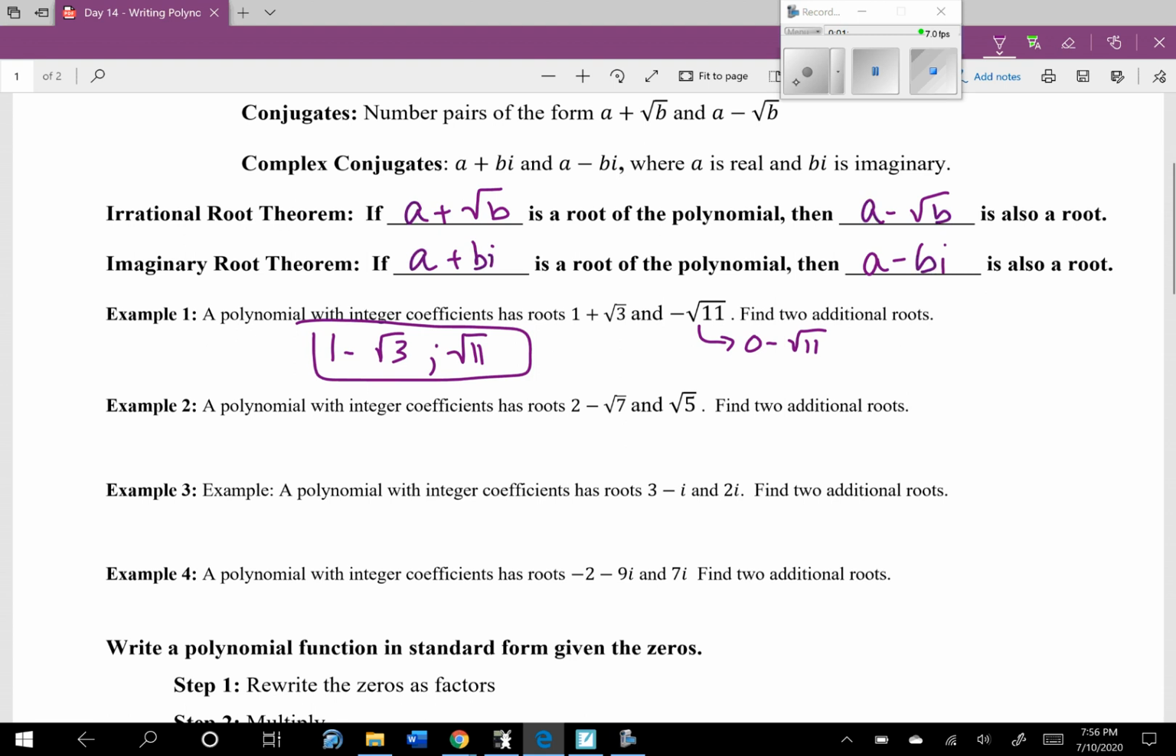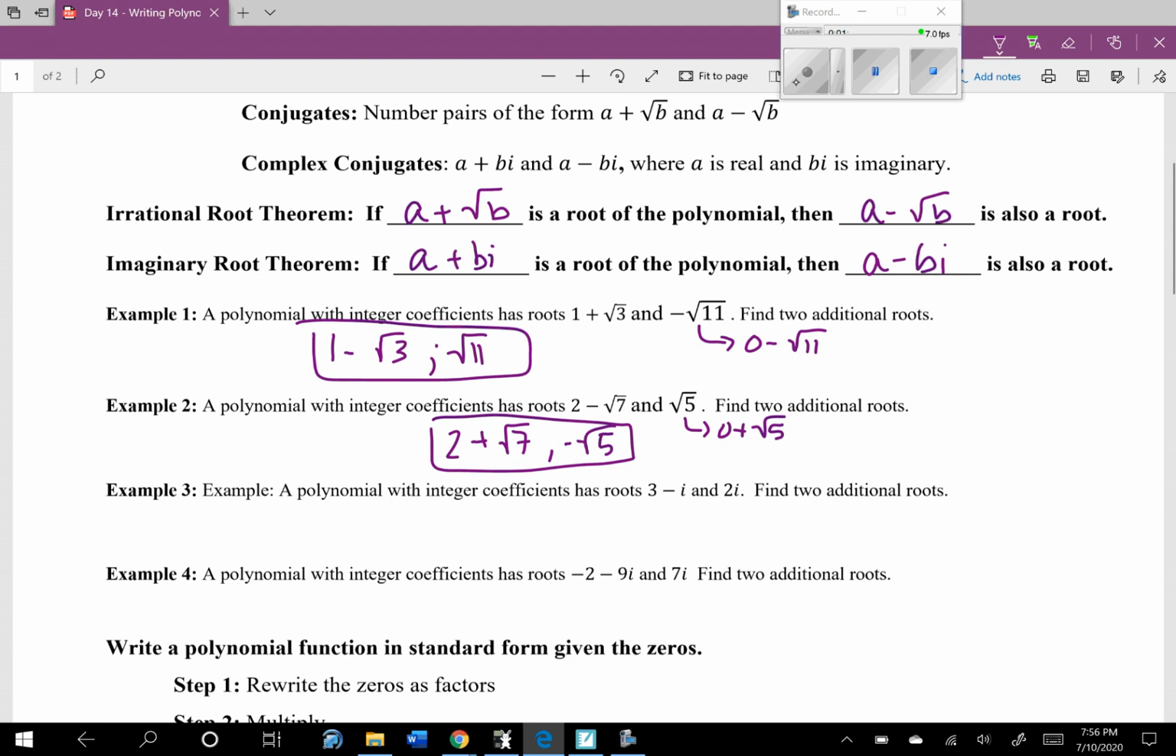A polynomial with integer coefficients has roots 2 minus root 7 and root 5. So the conjugate of that would be 2 plus root 7. And remember, this one is 0 plus root 5. So then negative root 5 or 0 minus root 5 would be the conjugate.